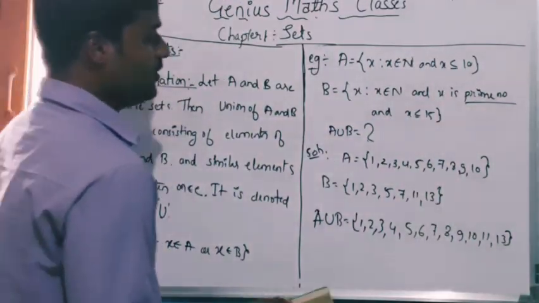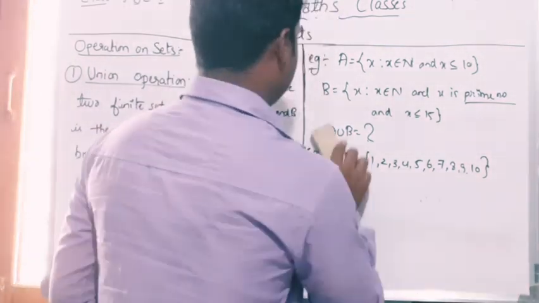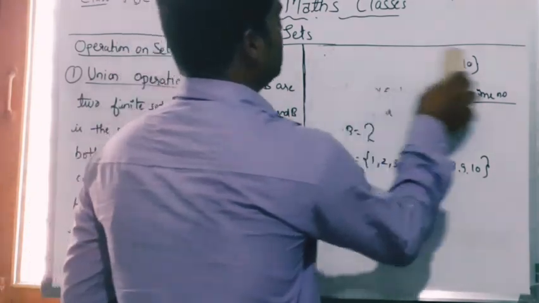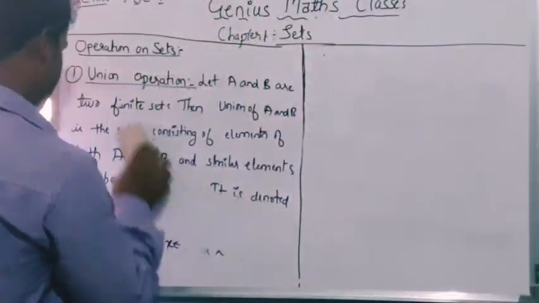We have discussed the A union B operation, right? And next we will discuss the intersection.